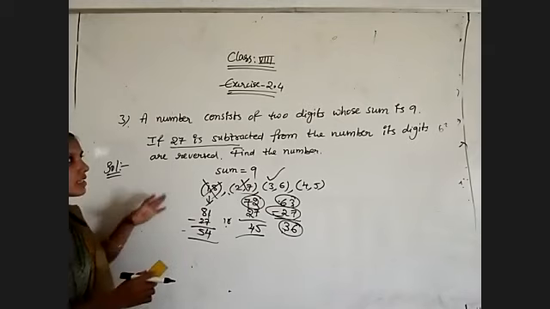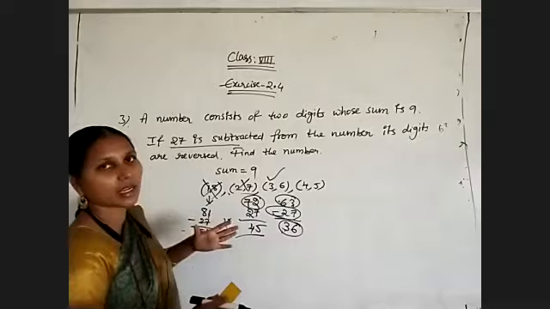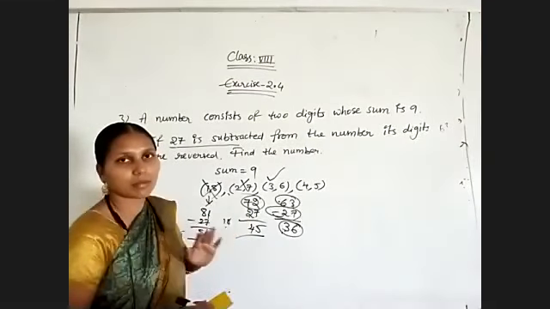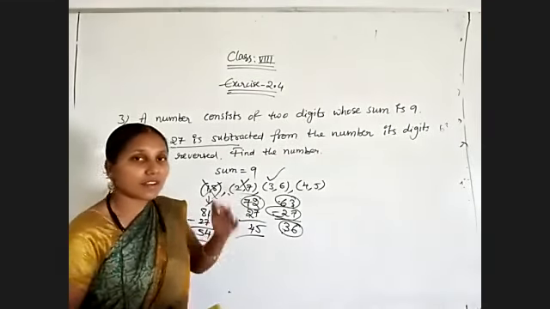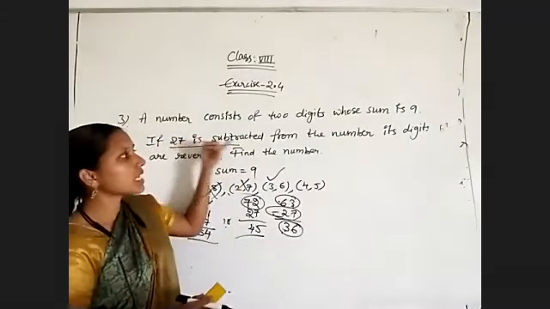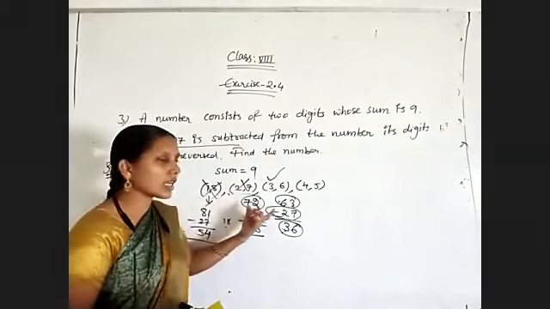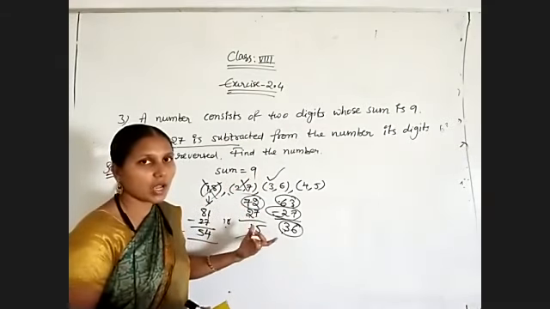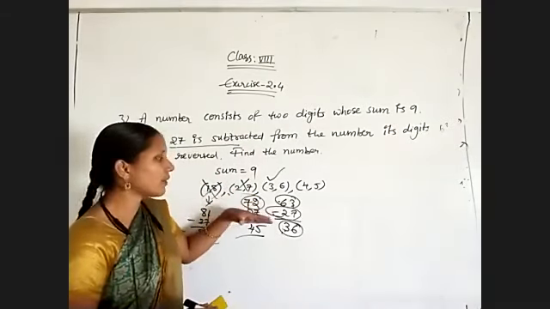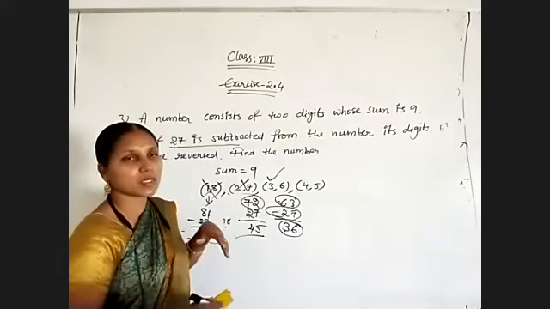Okay, whenever subtraction is given, go for the greater number, not the smaller number. When they say some number is added, in that case take the smaller numbers. And when we are doing subtraction, take the greater numbers first.